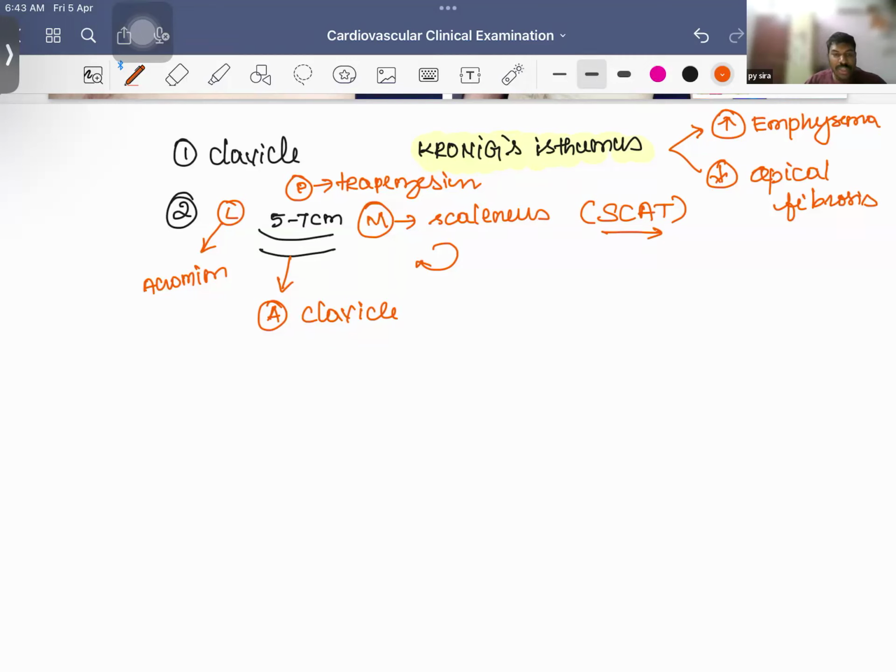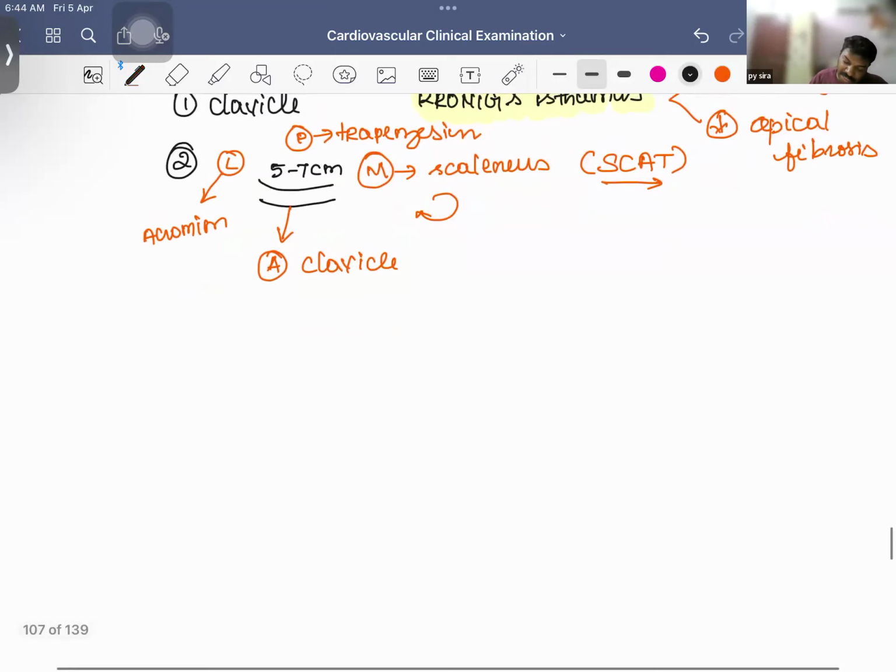The very, very important thing is Kronig's isthmus, and you should never forget to mention Kronig's isthmus in the exam. This is very, very important. Next part is the infraclavicular area.